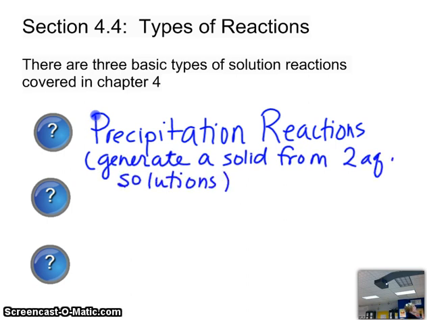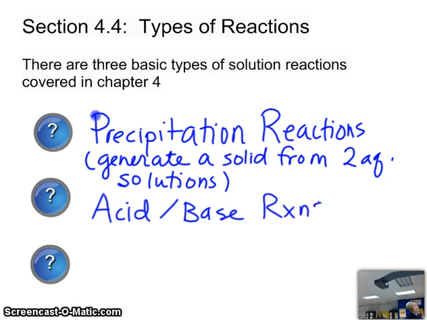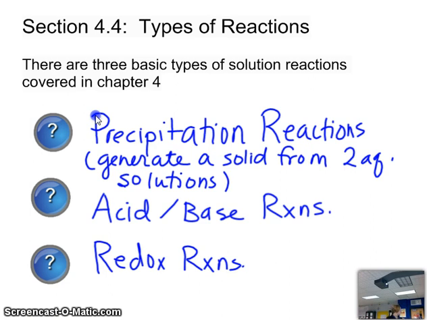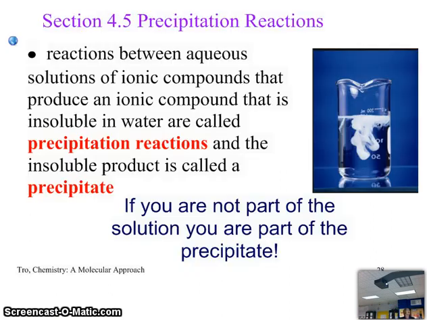Another class of reactions we'll be covering in this chapter are acid-base reactions. We'll get to those later. I have an abbreviation for reaction. I'm not really sure if you've seen it before, but RXN is the abbreviation for reaction. And then the final type of reaction that's covered in here is a redox reaction. And those are fun. We're going to be balancing some of those later. And yes, that's sarcasm.